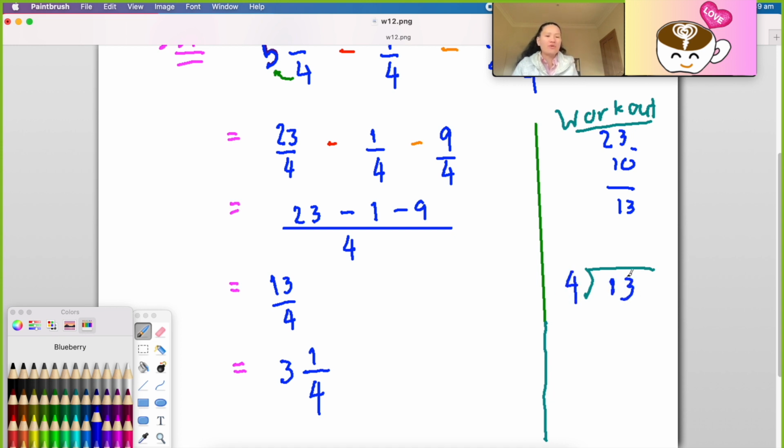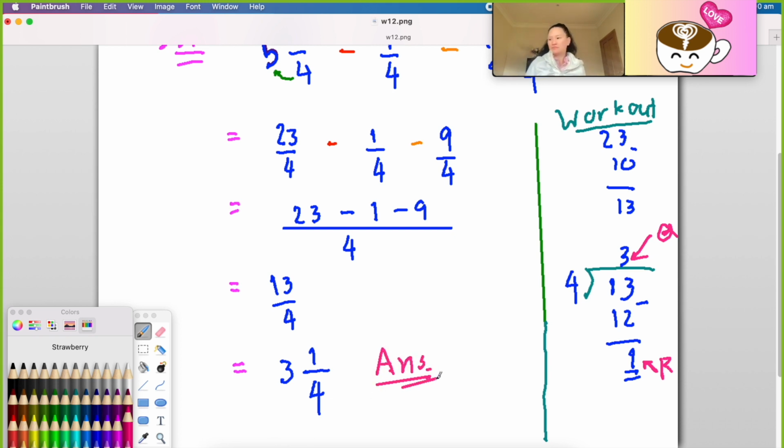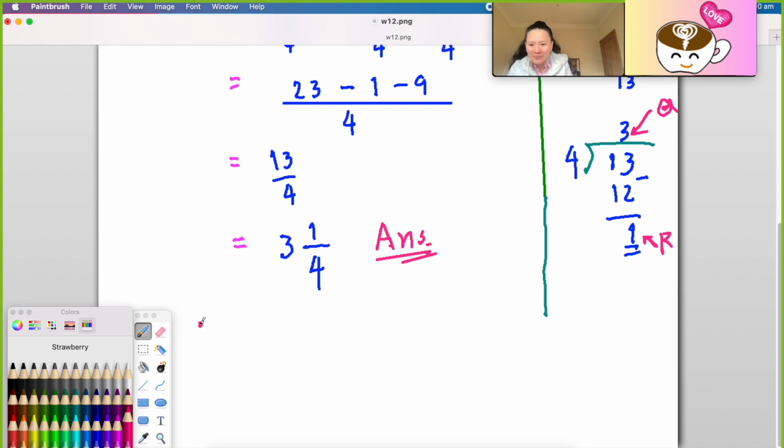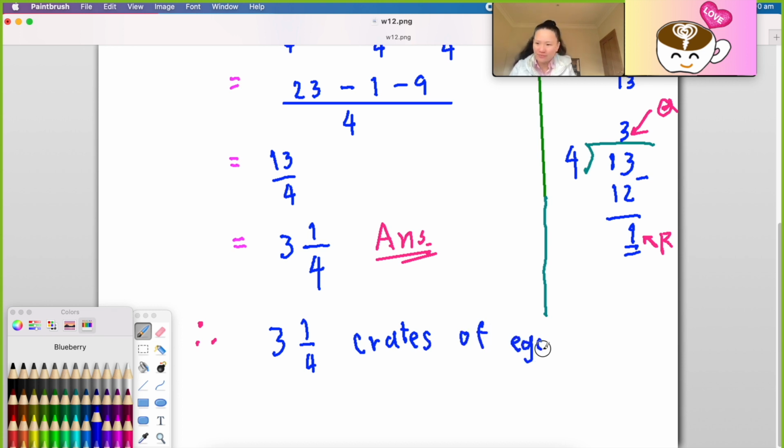13 divided by 4 is 3. 3 times 4 is 12. Subtract, then you have remainder 1. This one is your quotient. This one is remainder, 3 and 1 out of 4, and this one is your answer. Or if you would like to write down properly, that means there are 3 and 1 out of 4 crates of egg were left.